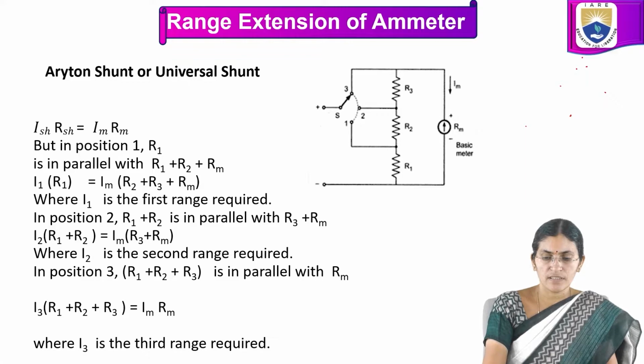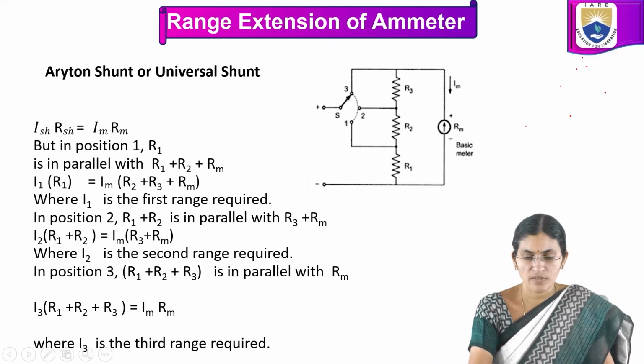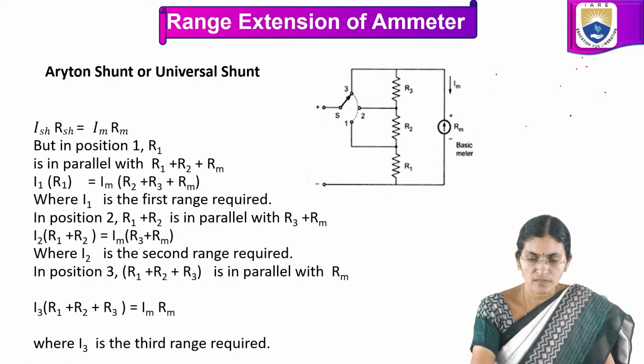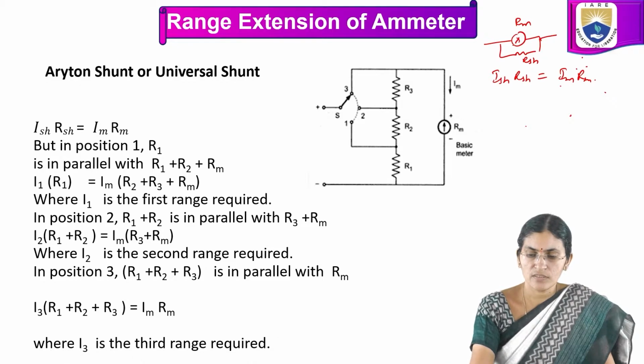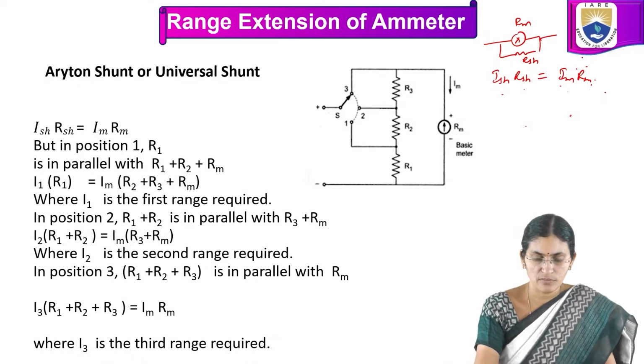Now let us see the derivation and then we'll solve the problems. Here also we know that ISH into RSH is equal to Im into Rm. This is the basic circuit which we have seen, ISH. This has Rm, the meter resistance, and this has RSH. So ISH into RSH is equal to Im into Rm.